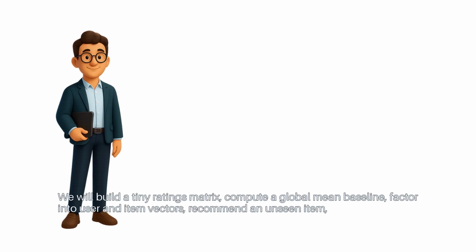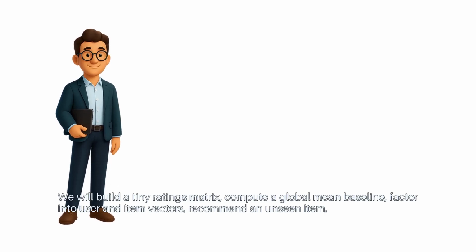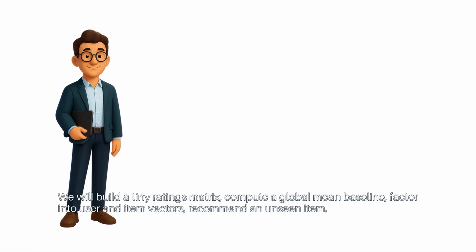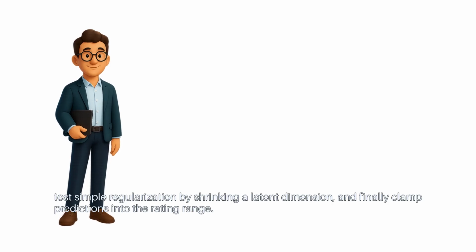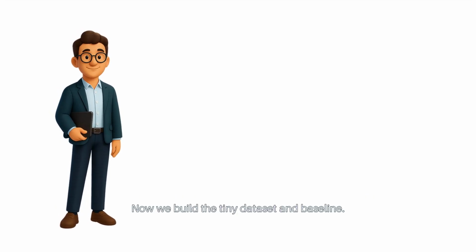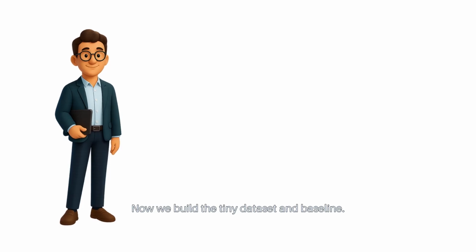We will build a tiny ratings matrix, compute a global mean baseline, factor into user and item vectors, recommend an unseen item, test simple regularization by shrinking a latent dimension, and finally clamp predictions into the rating range. Now we build the tiny dataset and baseline.